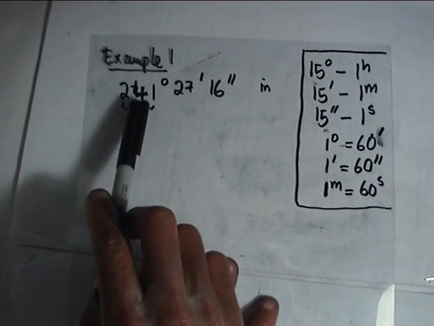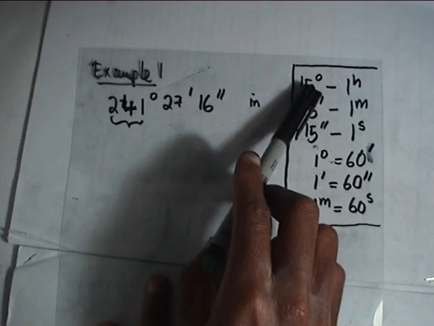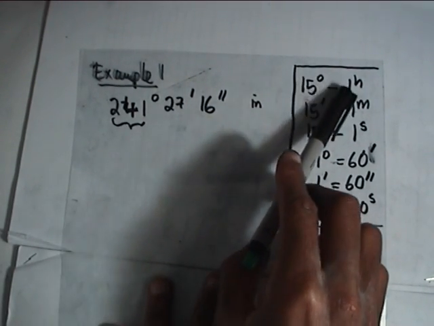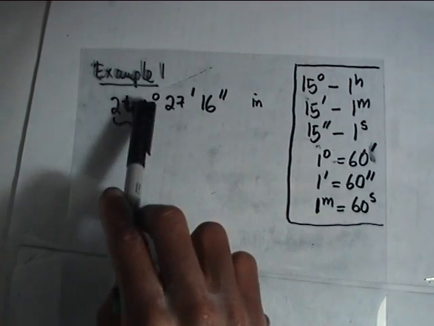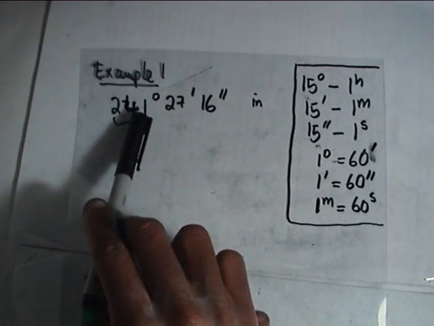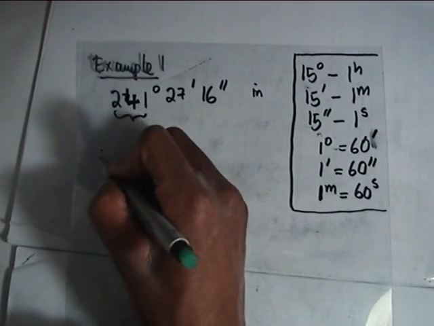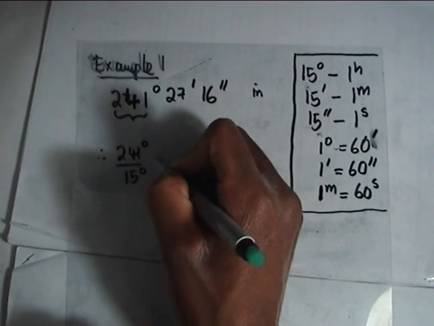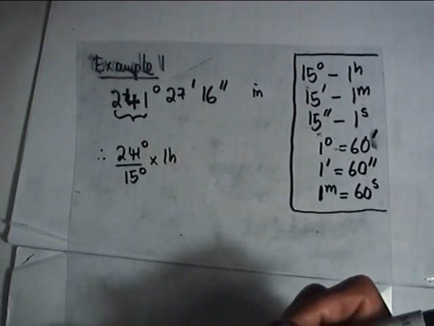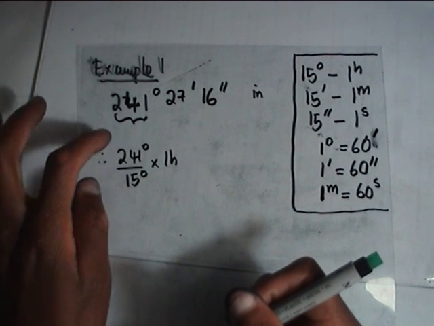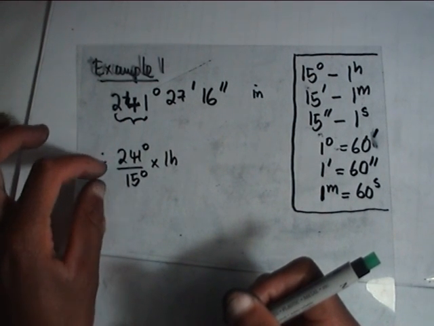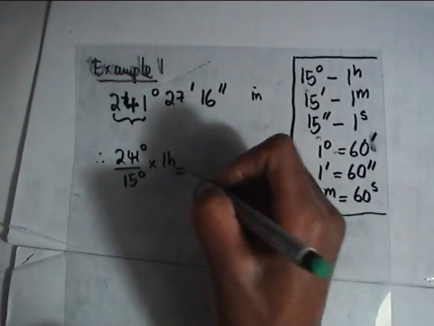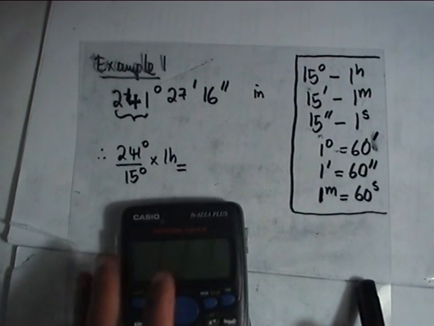Here we have 241 full degrees, and here we have 15 degrees. On this conversion part, they're saying 15 degrees is equal to 1 hour. What about the 241 full degrees? Therefore, using proportion, you say 241 over 15 degrees multiplied by 1 hour, because we want to find how many hours there are in 241. You say 241 divided by 15 multiplied by 1 hour. And here I get an answer. Let's see on the calculator what that is.